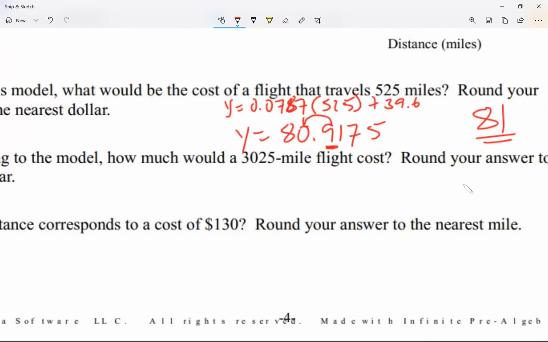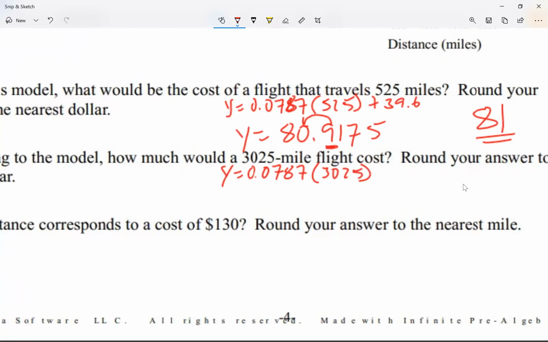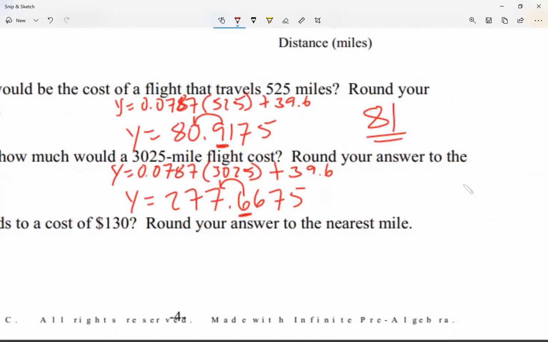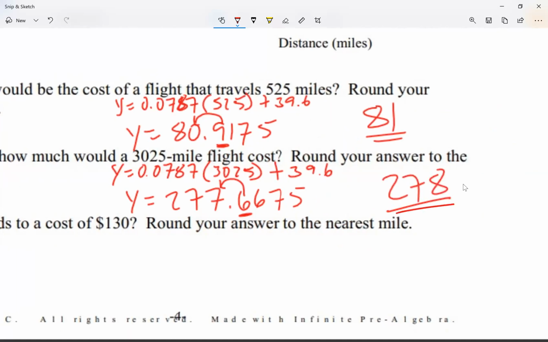Okay, so let me use my equation. Y is equal to 0.0787 times 3,025, and then in my result I add 39.6. Okay, so that gives me 277.6675. My first decimal number is big enough, so it pushes the previous number up. So my answer in this case will be $278. Pretty cool.